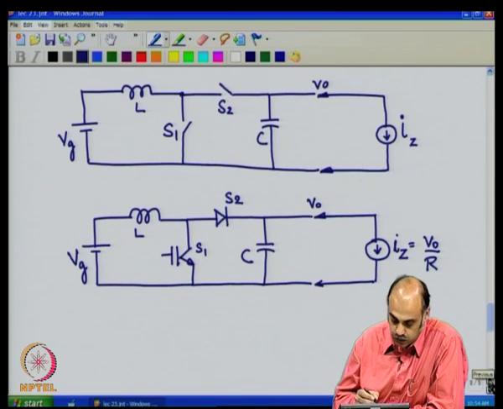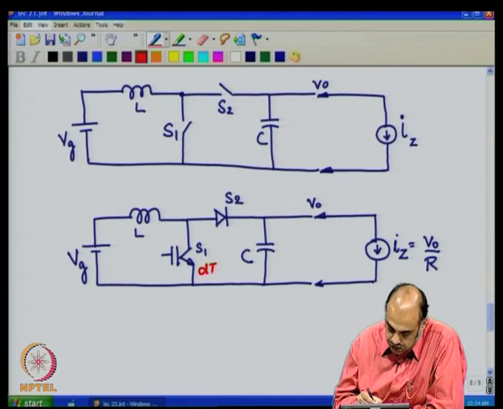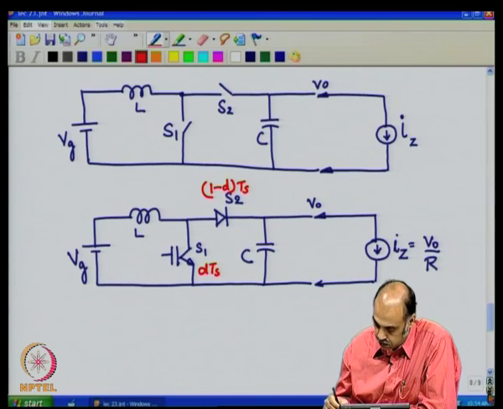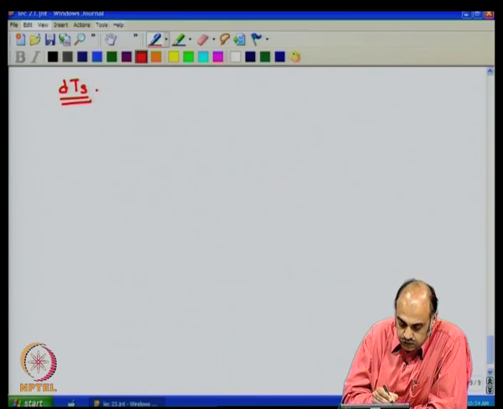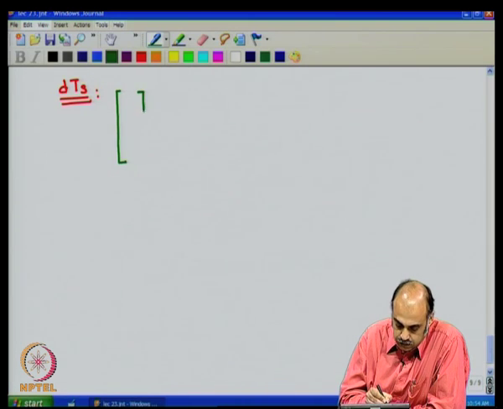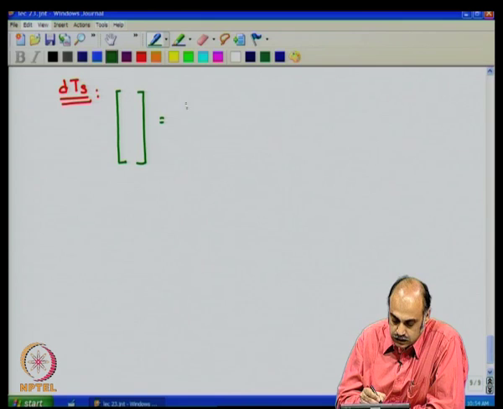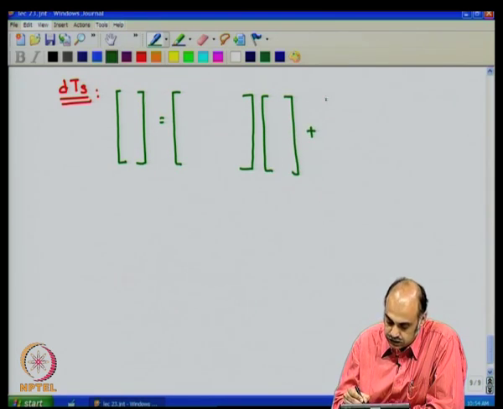writing down the state space equations. This switch is conducting, this is on during the time dTs, and this is on during the time (1 minus d)Ts. Okay. So, during the time dTs, if you look at the equations, it is like this. This is the framework. I am going to put in the matrix framework first, and then let us fill in the places.